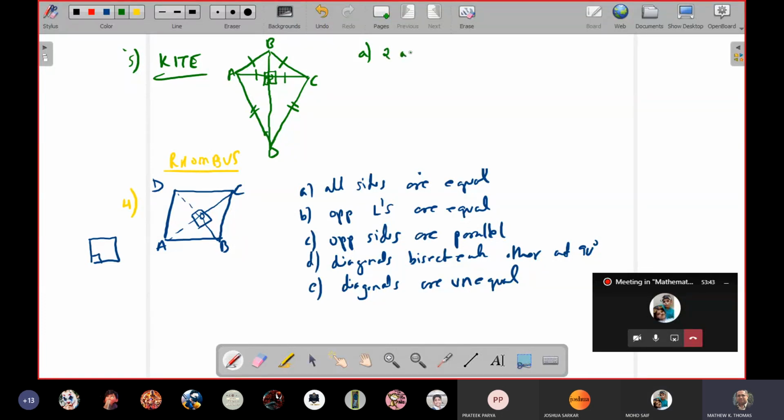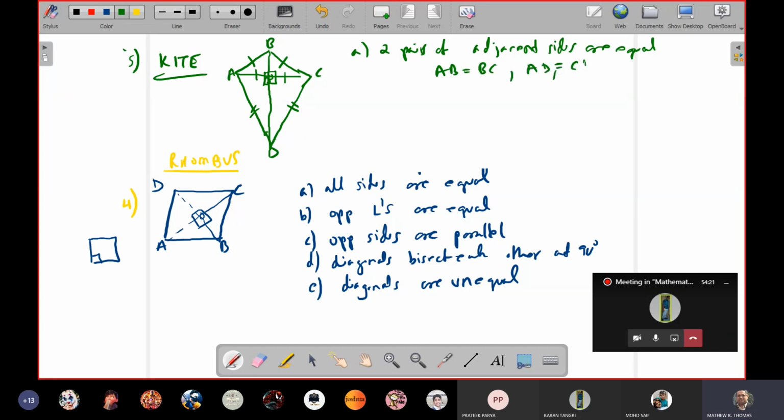So here, the first point: 2 pairs of adjacent sides are equal. The diagonals do not bisect; only one diagonal is bisected. Okay, so let me rewrite this. The first point, 2 pairs of adjacent sides are equal, which means AB equal to BC and AD equal to CD.